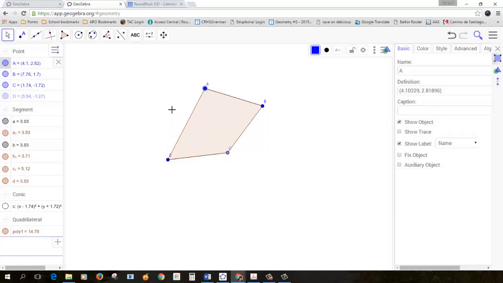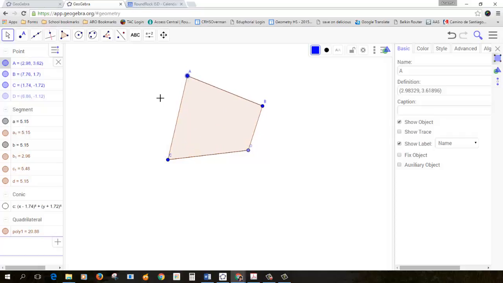So I want you to figure out what are the different types of quadrilaterals you think you could make when opposite sides are congruent. But does having opposite sides congruent guarantee that you have a certain type of quadrilateral? I think you can see the answer here that that may or may not be the case.